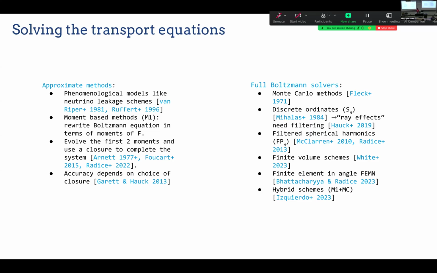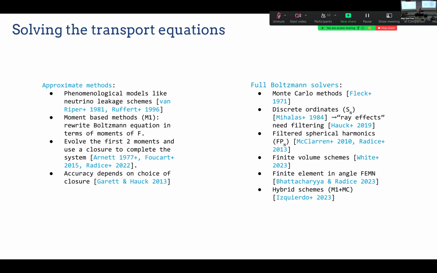I think the first models were these phenomenological models, these neutrino leakage schemes. And then you have something called the method of truncated moments, which instead of solving for the full distribution function, solves for the first two moments of the distribution function and makes an assumption for the other moments that it is not solving for. And of course, the accuracy depends on how well you're able to approximate the higher moments. And then, of course, you have full Boltzmann solvers.